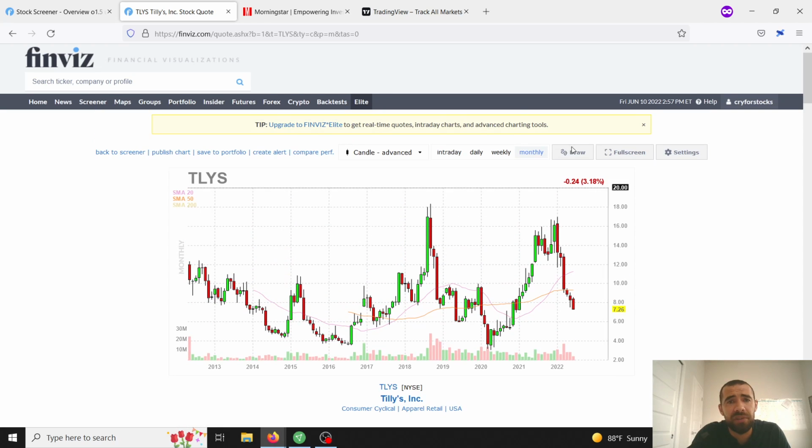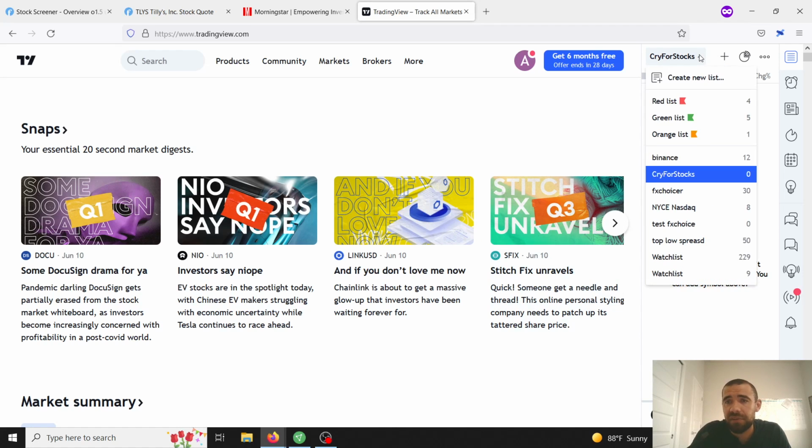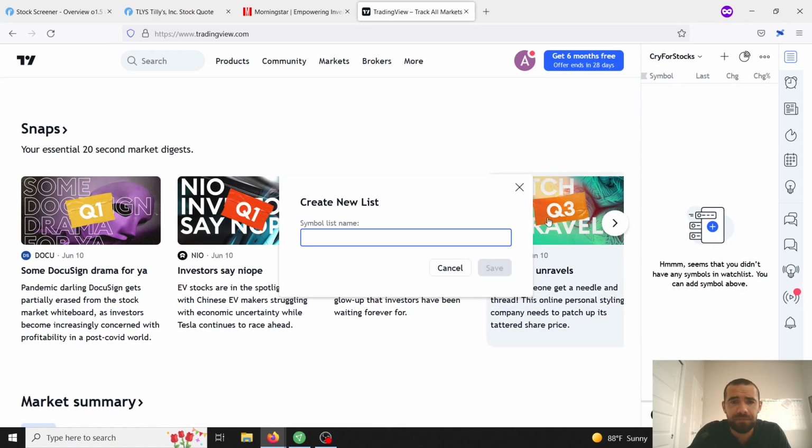So what I'll do next, I'm just going to go to the second platform, which is TradingView. It's a charting platform. You might use any other one. This one is free to use. There is no need for any premium unless you want some advanced charting stuff. But let's just create the list for our stocks that we are finding here.